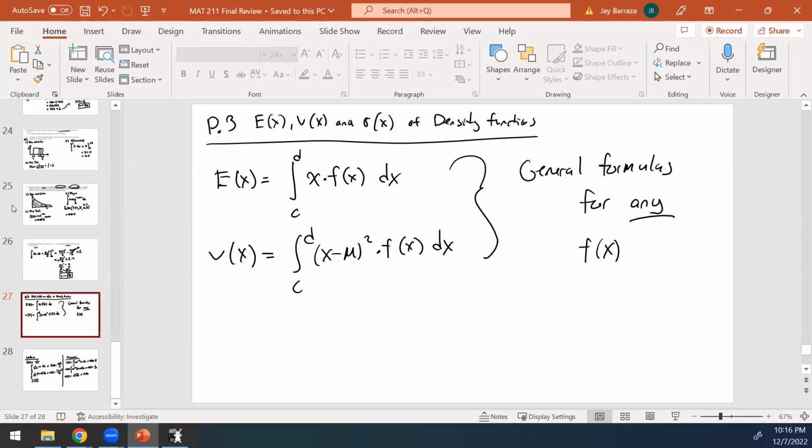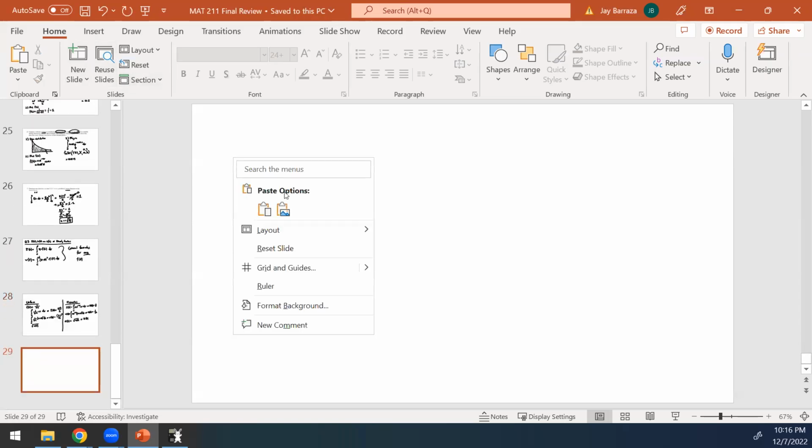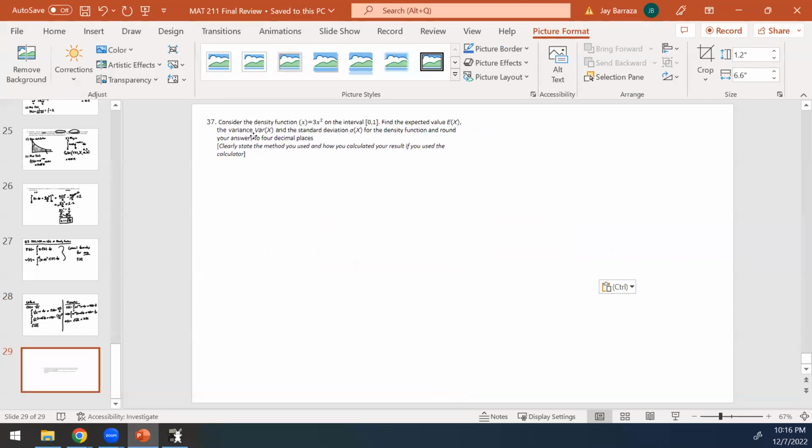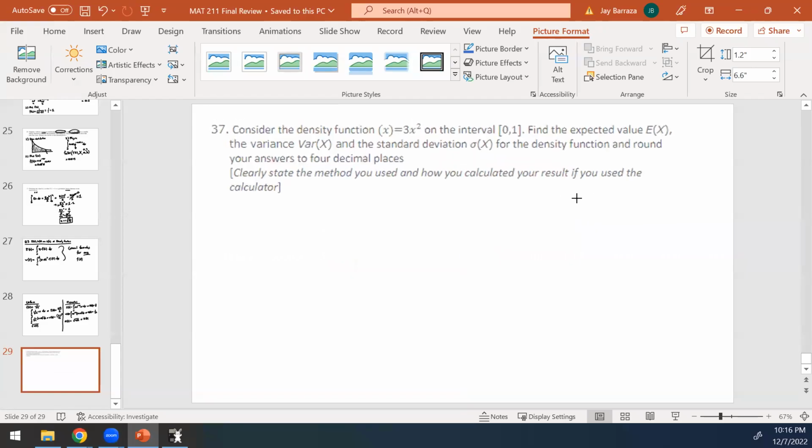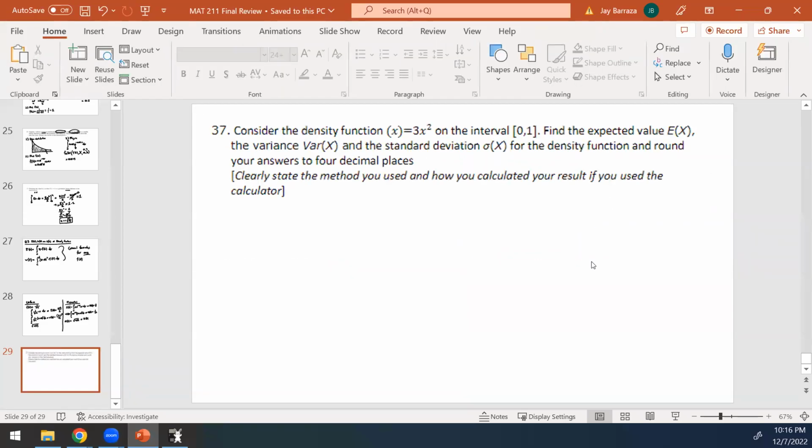All right. Let us practice an example from the homework. This one will be where it's not either of the two, so we can see what that's like. Consider a density function 3x squared over the interval 0, 1. Find the expected value, variance, and standard deviation. Regardless of the problem, you have to find the expected value first. So step 1 is to find E of x.